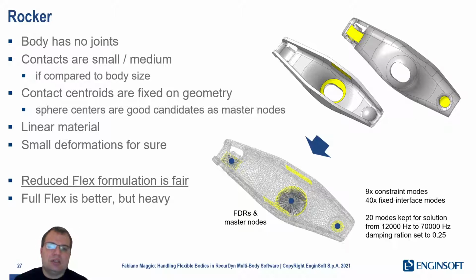The picture is showing you how the FDRs, so the connectors, are created inside the mode. And again, considering 40 fixed interface modes, for this solution we can run with 20 modes, because the range of frequency is between 12,000 and 70,000, which is more than enough.